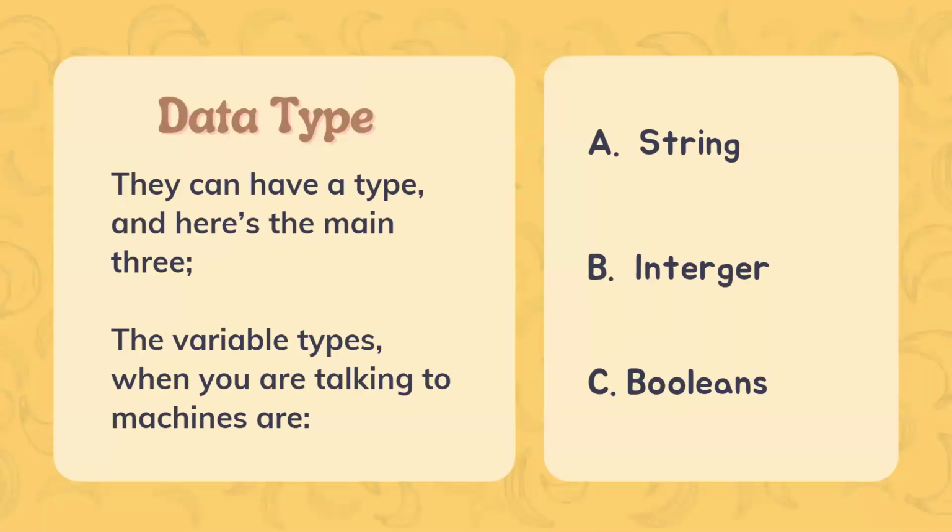Data type. The variable has a type. In computer programming we call this a data type. When you are talking to the machines, you use those data types: string, integer, boolean.